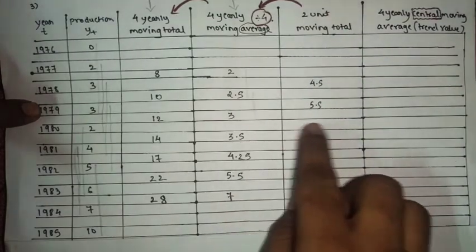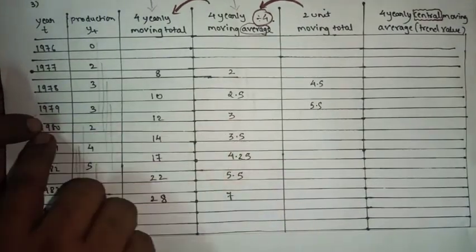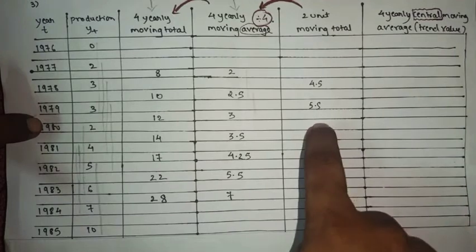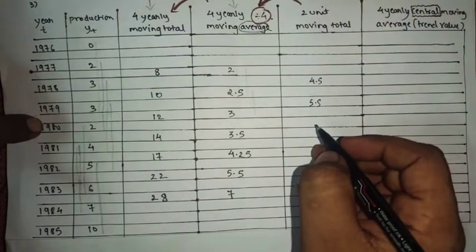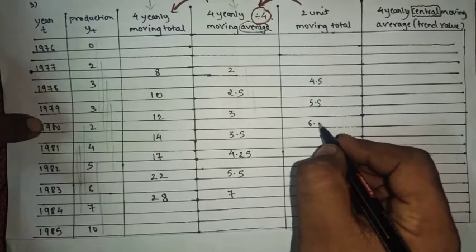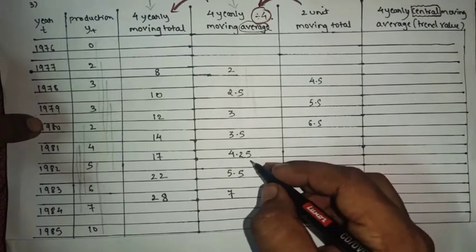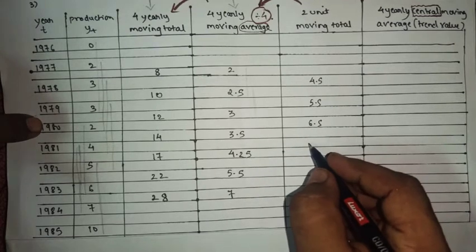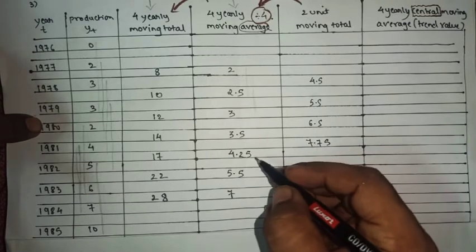Understood? Now the next answer will be between 3 and 3.5, and it lies on 1980. So 3 and 3.5, 6.5. So next will be what? 3.5 and 4.25, 7.75. The next will be what?